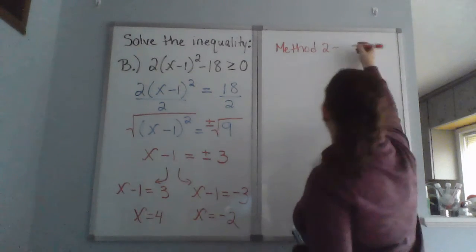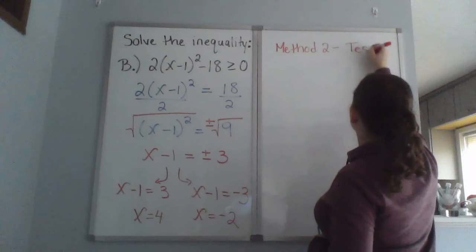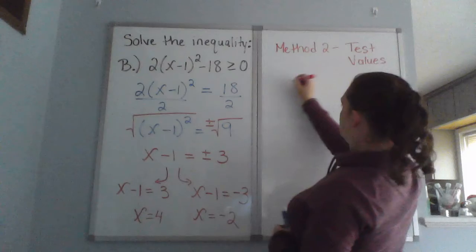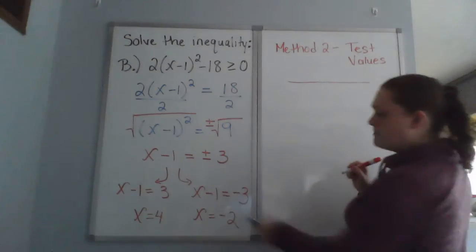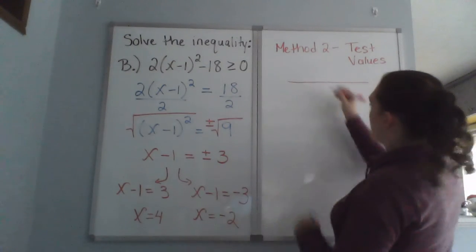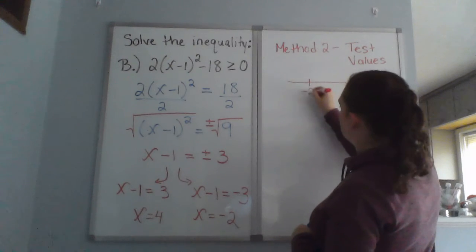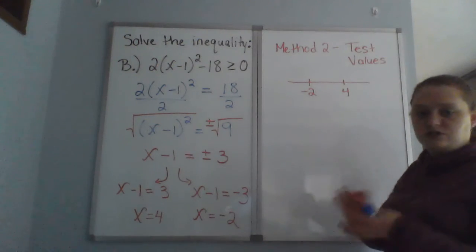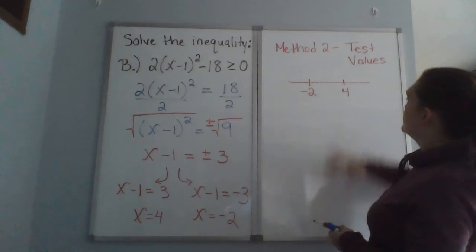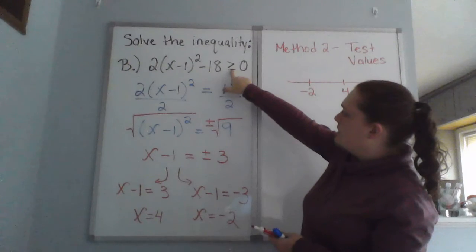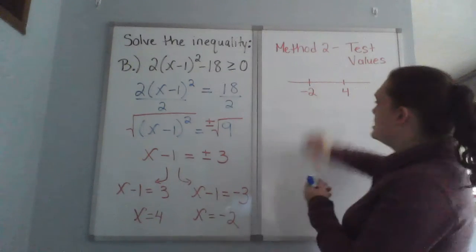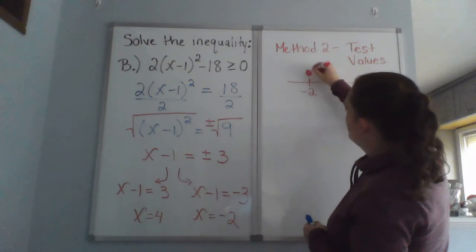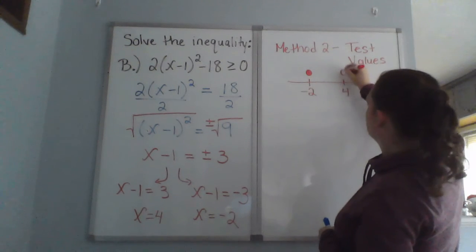Method 2 was to test values. So what we do is we make a number line and we mark our two x-intercepts. Remember, we need to put them in order, so negative 2 comes first, 4 comes second, because we have to go from least to greatest on a number line. Now there is an equal to in this inequality symbol, so that means I can equal these, so I draw closed circles either above them or right on the number line if you prefer.